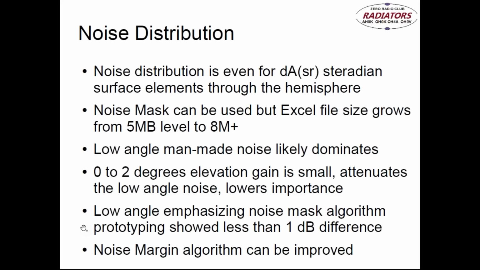And then when I tried this low angle emphasizing noise mask algorithm, it showed about 0.38, 0.45 dB difference, and I was thinking that okay, if I try more, I wouldn't get more than 1 decibel difference anyway. So currently it's like this, but the noise margin algorithm can be improved by the noise distribution at least, so that how the noise is being distributed to the system that we are evaluating.